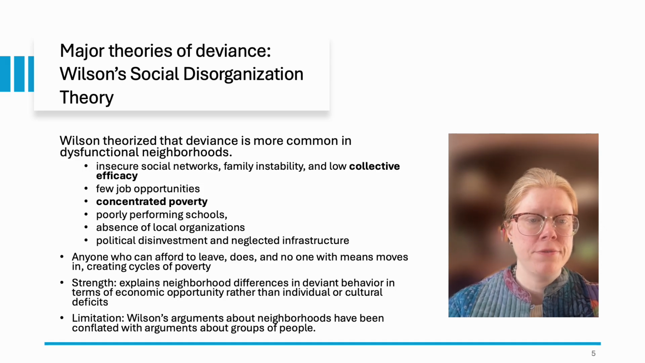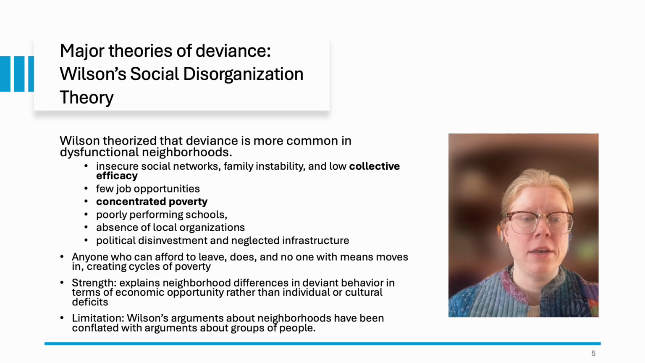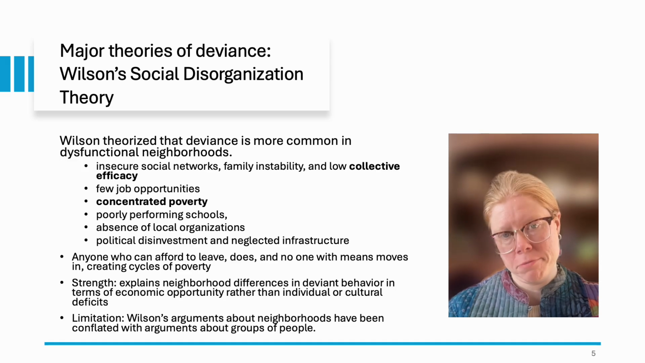A strength of this explanation was that it explained neighborhood differences in deviant behavior in terms of economic opportunity rather than individual or cultural deficits. But a limitation is that Wilson's arguments about neighborhood have been conflated with arguments about groups of people.